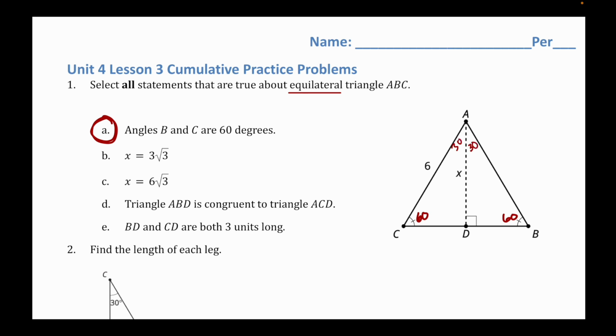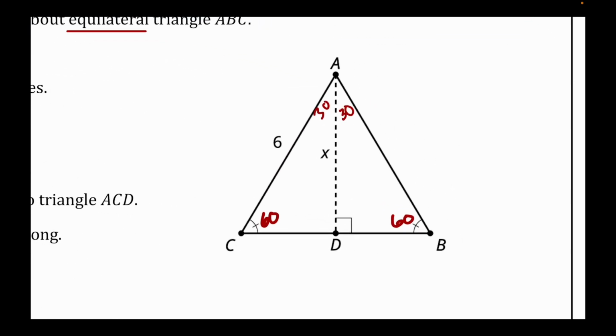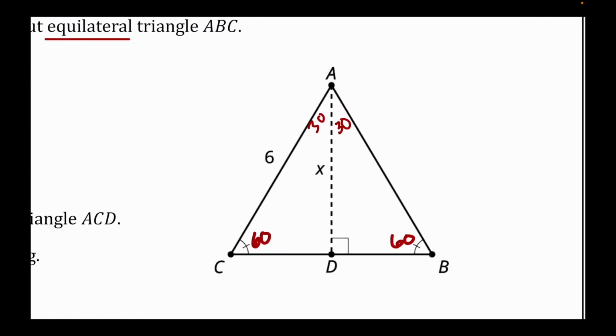So B says that x, so x right here, is 3 times the square root of 3. C says that x is 6 times the square root of 3. So since these are giving me two different values of x, we'll tackle both of those at one time. The ratio on a right triangle like this one, if I just look at half of it, is that our short leg is going to be half of the long leg.